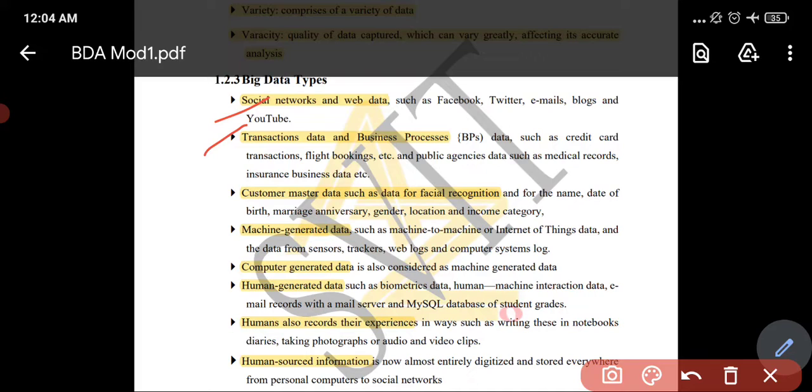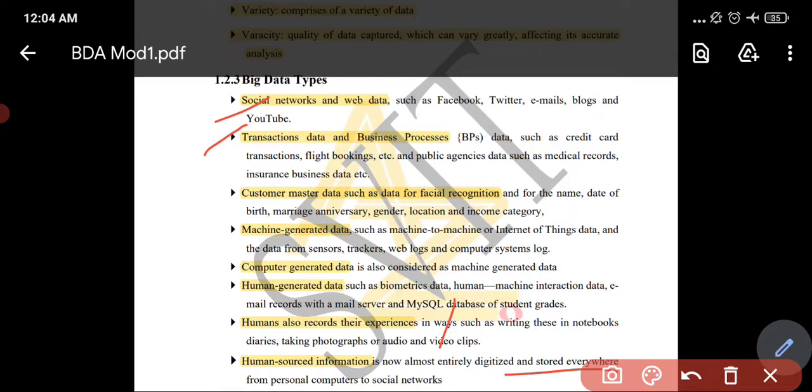And the next one is machine generated data, that is IoT data or any other data from sensors. These are all machine generated data. Computer generated data is also considered machine generated data. Human generated data such as human machine interaction data, emails, messages and browsing history, everything is human generated data. Humans also record their experiences, writing in notebooks and diaries, taking photographs, audios, video clips. Human sourced information is entirely digitized and stored every day.